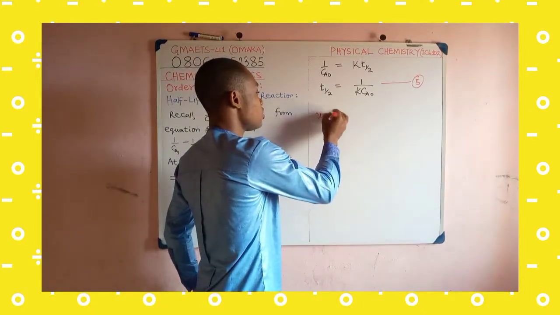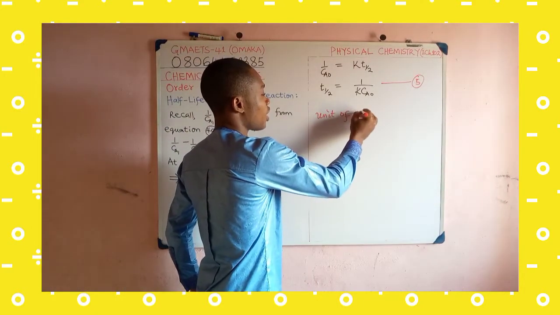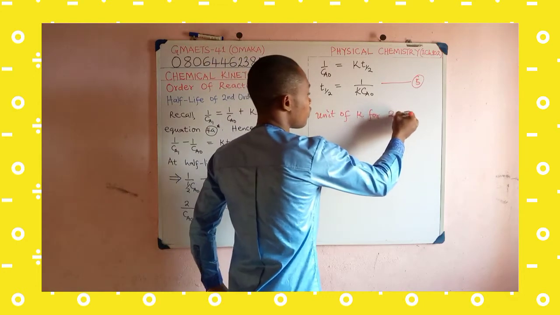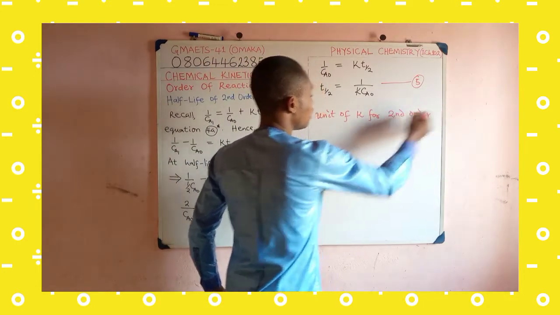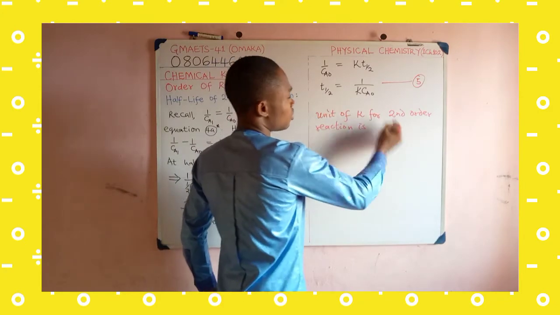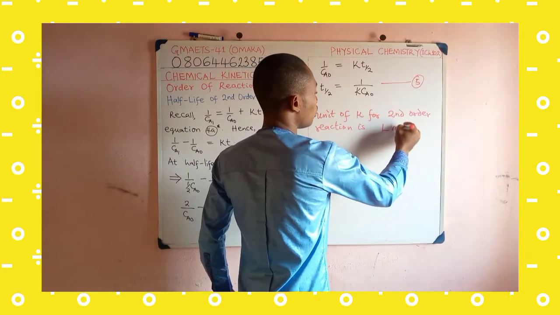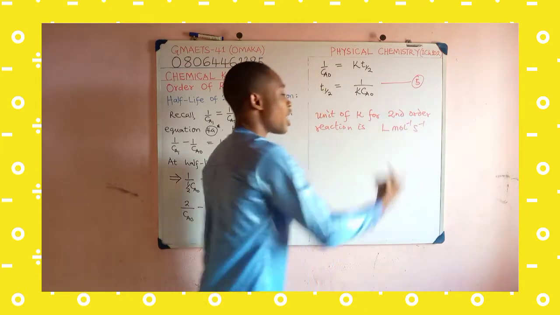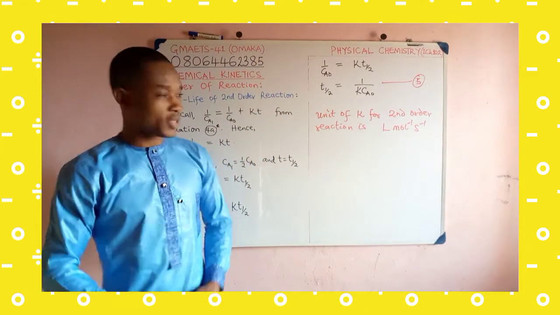Now that we've gotten the half-life value, alright, I now want to tell you the unit of K for second order reaction. The unit is going to be liters per mole per second, or you can write dm cube per mole per second.